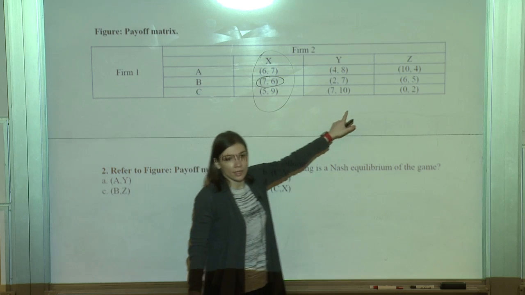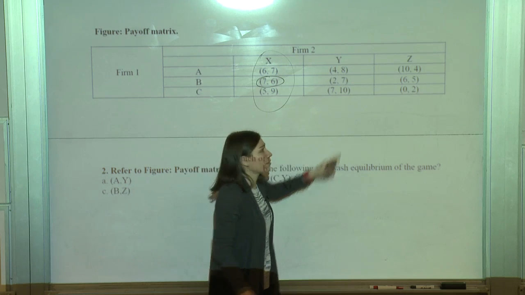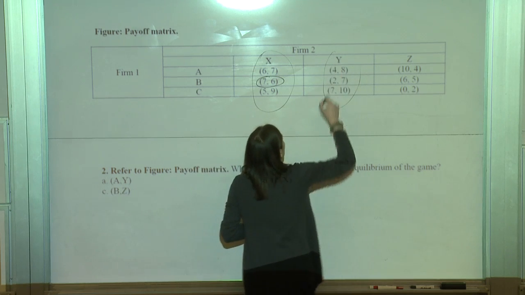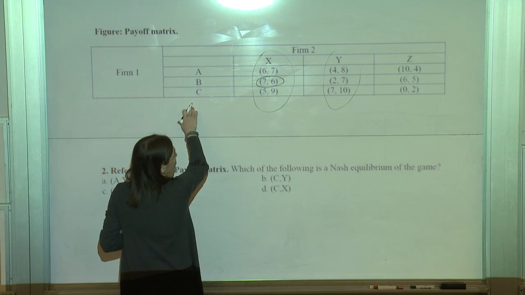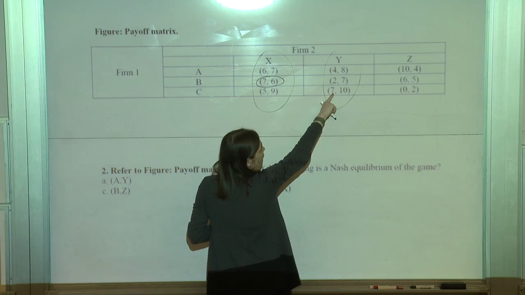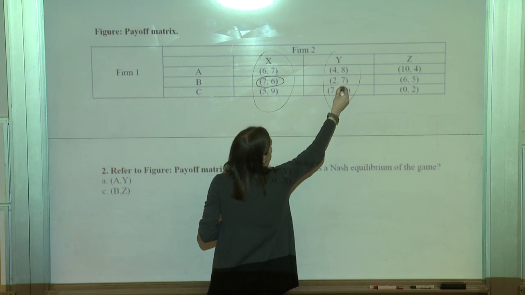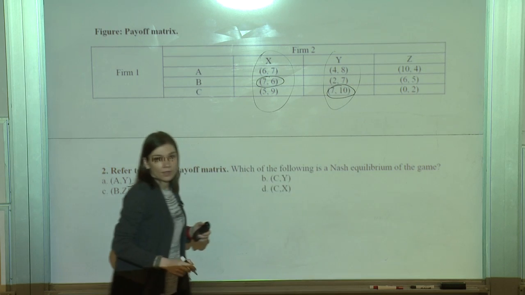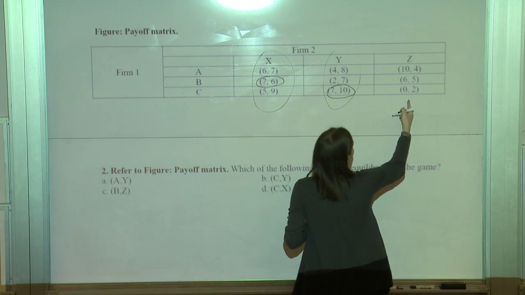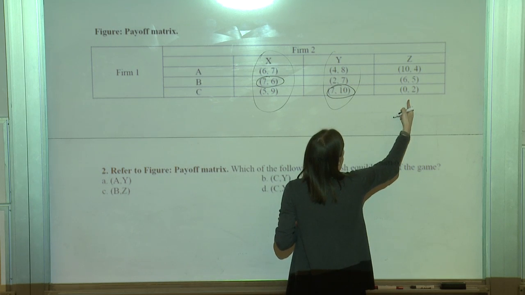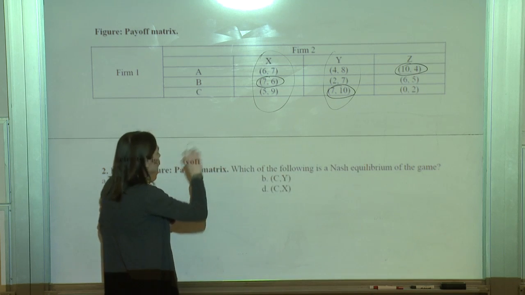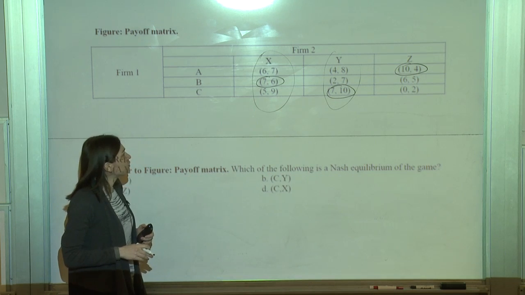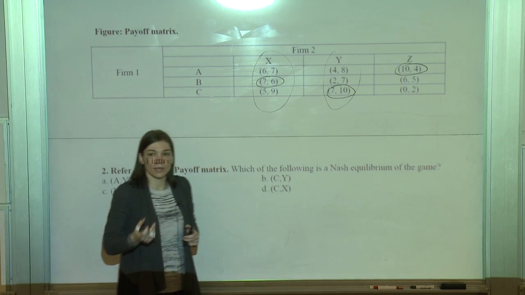Now I'll consider the second case. What if firm 2 chooses Y? If firm 2 chooses Y, what is firm 1's optimal response? C, because it gives me 7 versus 2 versus 4. And the last one: if they choose Z, what is my optimal response? A. So looking at those results only, does firm 1 have a dominating strategy?